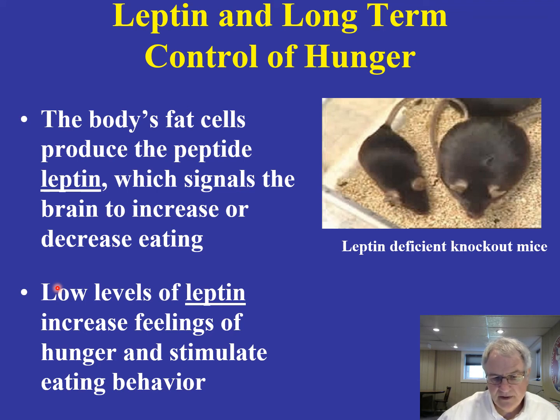So if you're in a period of low levels of leptin, you have increased feelings of hunger, and that stimulates our eating behavior. Some wonderful experiments have been done with animals that are leptin deficient, like this animal that you see here. These are genetically programmed mice that have extremely low levels of leptin. And what happens is these animals become grossly obese compared to animals that do not have that deficiency. So as we learn more about leptin, we're realizing that it's a hormone that's very important in terms of our eating behavior.